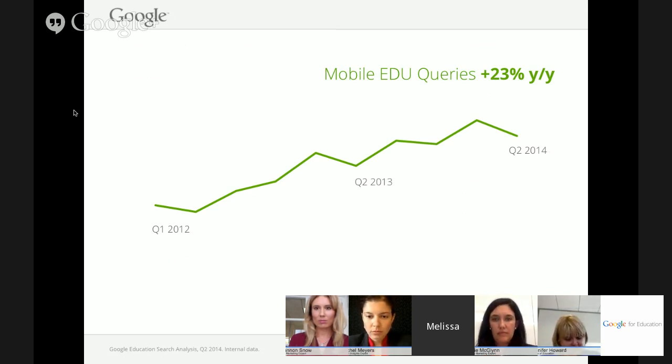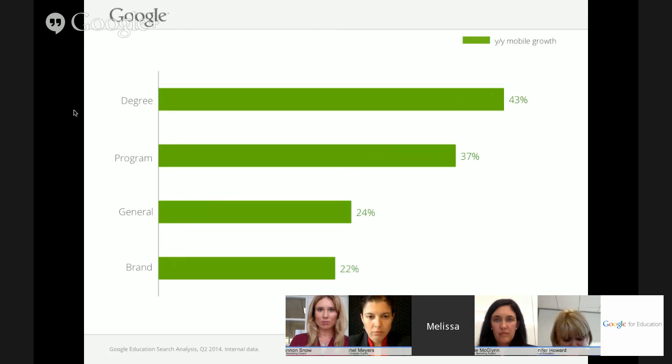We also wanted to break this down a little bit for you and take a look at the categories within mobile and how those are trending as well. The graph that you're seeing is the four types of terms that we evaluate, just as we did in the overarching trends. It does mirror what we're seeing on desktop and tablet as well. But what's interesting is the very strong growth for degrees and programs. The way these are ranked on the page is by year-over-year growth, and it also mirrors what we saw in the overall trends.